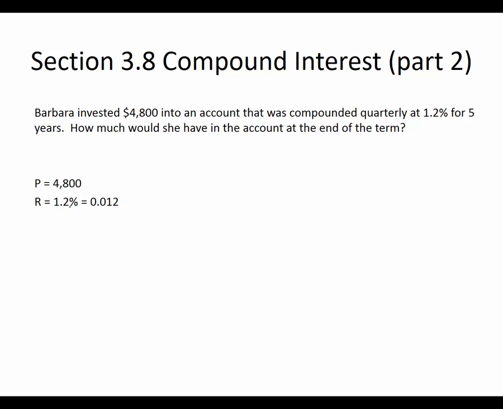But 1.2%, I just move the decimal place twice, or divide by 100, and I get 0.012. And then the time is 5 years, and since it's in years I don't have to convert it. Now the compounding period is quarterly. So in my convert step, quarterly means 4 times per year, so I take my rate and I divide it by 4.